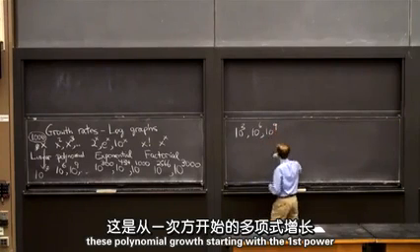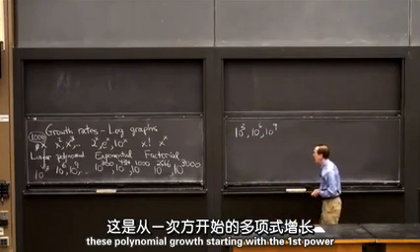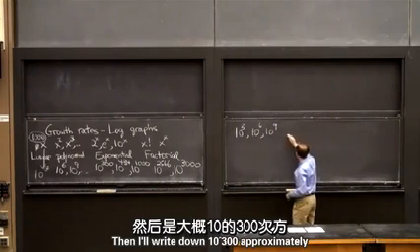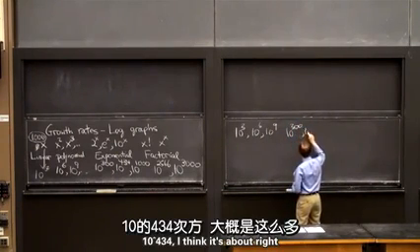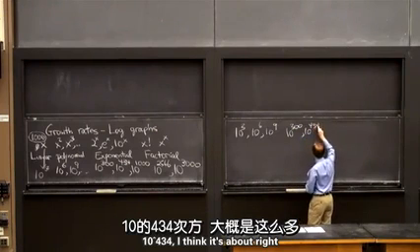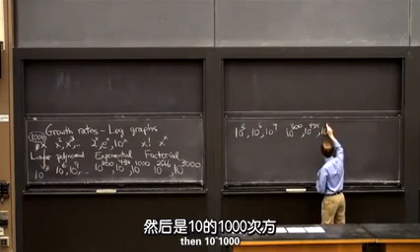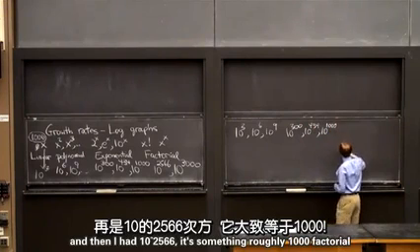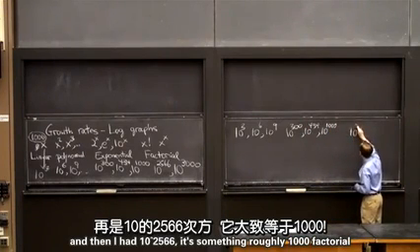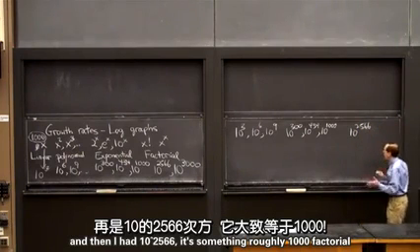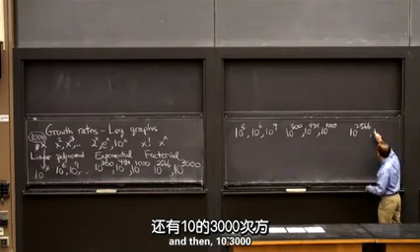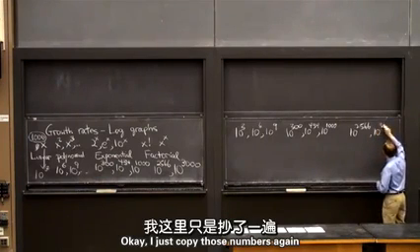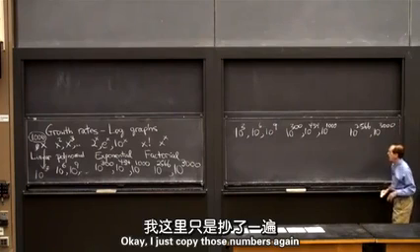These polynomial growth starting with the first power. Then I'll write down 10 to the 300th approximately. 10 to the 434 I think is about right. And then 10 to the 1,000. And then I had 10 to the 2,566 as something roughly 1,000 factorial. And then 10 to the 3,000. Okay, I just copied those numbers again.